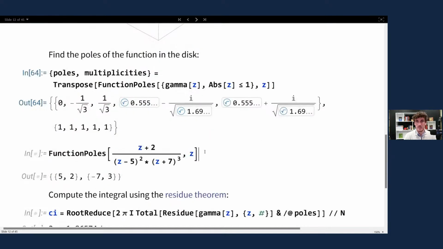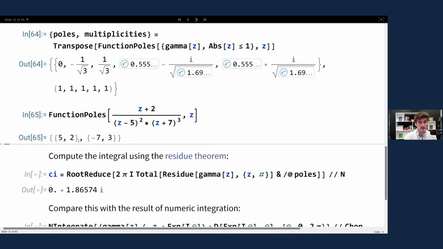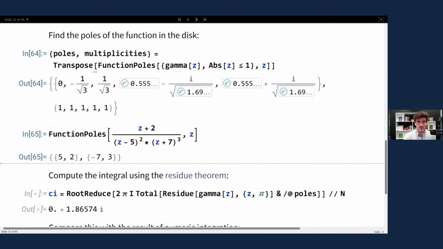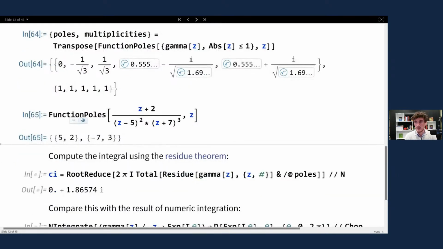Here's just another example of FunctionPoles in action. So this is a pole at 5 with multiplicity 2 and a pole at -7 with multiplicity 3. The structure is a bit different because the transpose has taken place here, but this is just a simple example to show you what FunctionPoles does. And if you're curious, as always, go to the documentation.